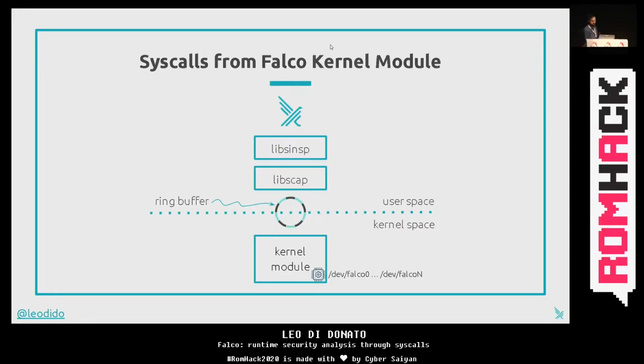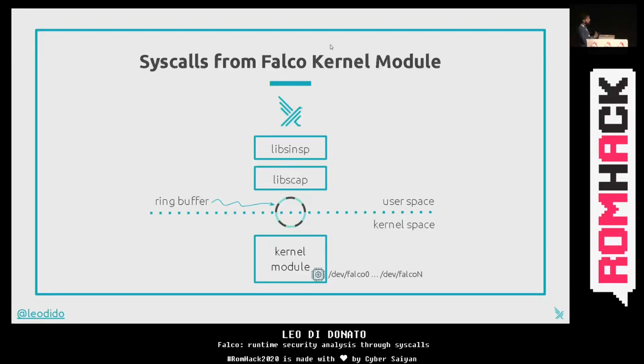And when you use the kernel module, the concrete implementation of the ring buffers, there's one per CPU, will be created as /dev devices. So if you have 8 CPUs, you will have /dev/falco0, /dev/falco1, up to /dev/falco7. And that will be the concrete implementation of the communication mechanism between the kernel and user space that we use.